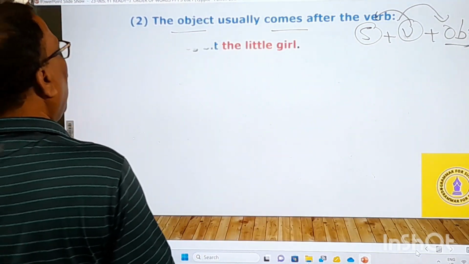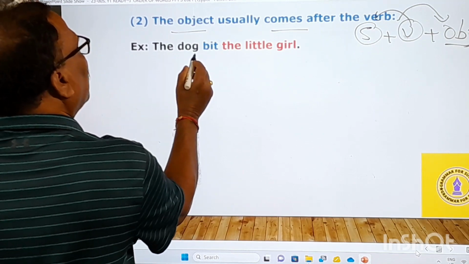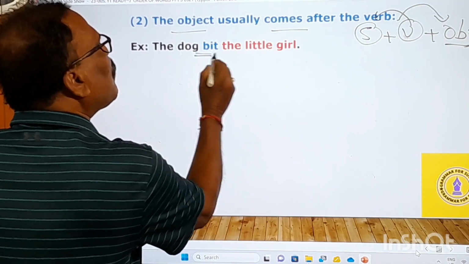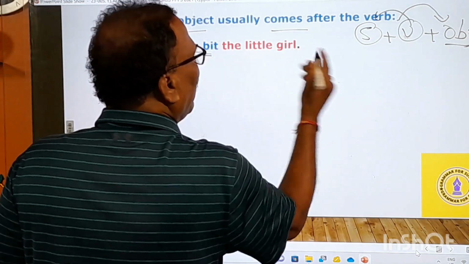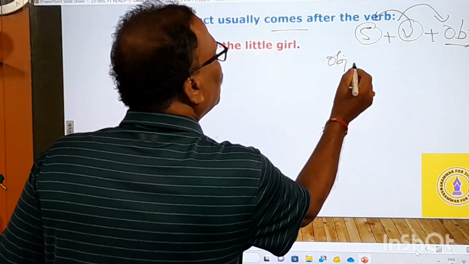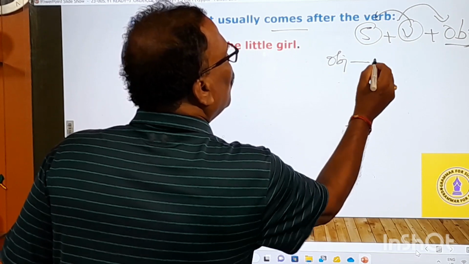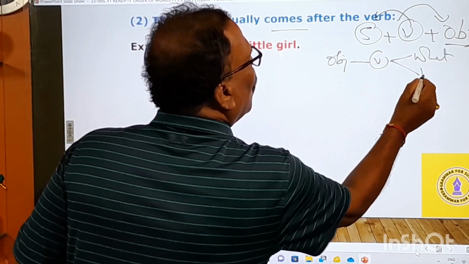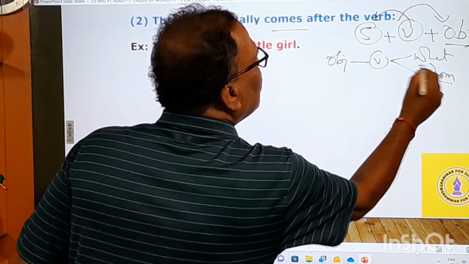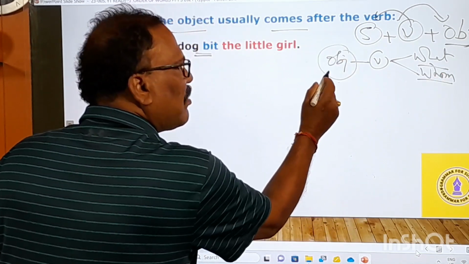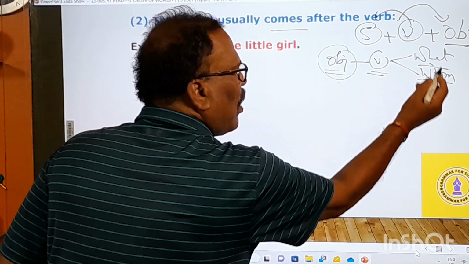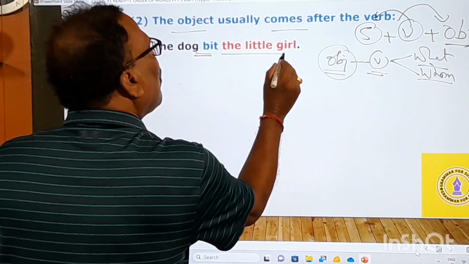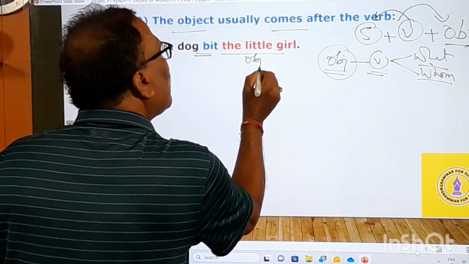How do you see that? The dog bit the little girl. The dog bit whom? If you want to find the object, you must question the verb with what or whom. You find the answer. For example, the dog bit whom? The little girl. So this is the object.